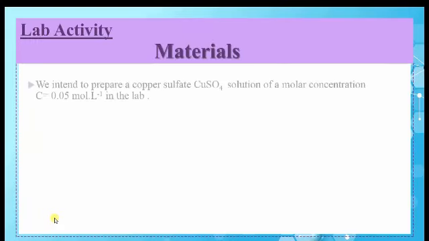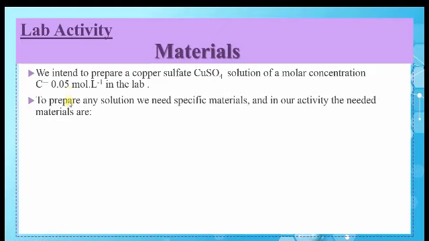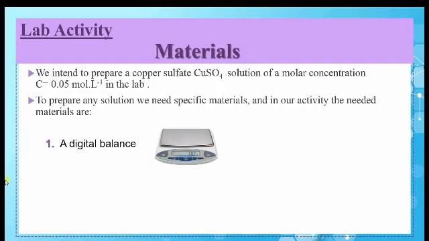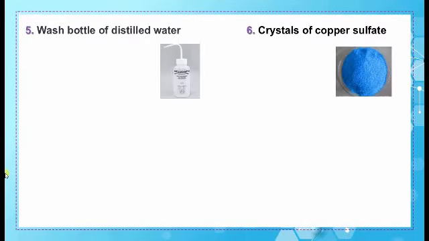In the lab, we have an activity: we intend to prepare a copper sulfate solution of molar concentration 0.05 mole per liter. To prepare any solution, we need specific materials, and in our activity the needed materials are a digital balance, spatula, watch glass, funnel, wash bottle of distilled water, crystals of copper sulfate, which is the solute in our activity, and the volumetric flask.